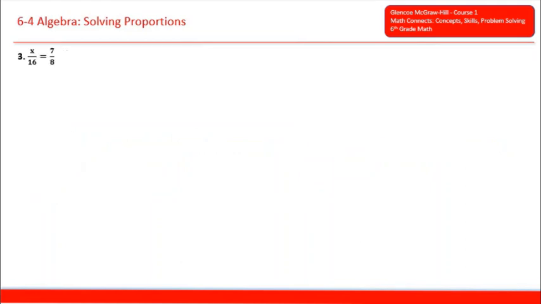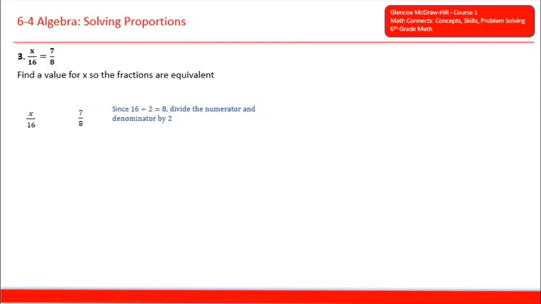Number 3, x/16 equals 7/8. Find the value for x so the fractions are equivalent. Since 16 divided by 2 equals 8, divide the numerator and denominator by 2. What number divided by 2 equals 7? 16 divided by 2 equals 8. 14 divided by 2 equals 7. 14/16 equals 7/8, since 14 divided by 2 equals 7. X equals 14.